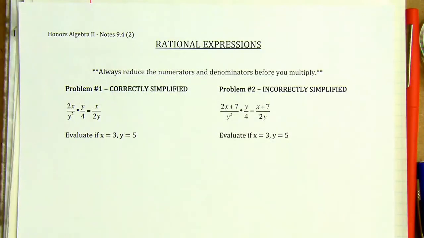All right, Chapter 9, Section 4. This is Part 2 of Rational Expressions. Here in the notes, it says, always reduce the numerators and denominators before you multiply. Always, always, always take care of that first. You want to simplify first.